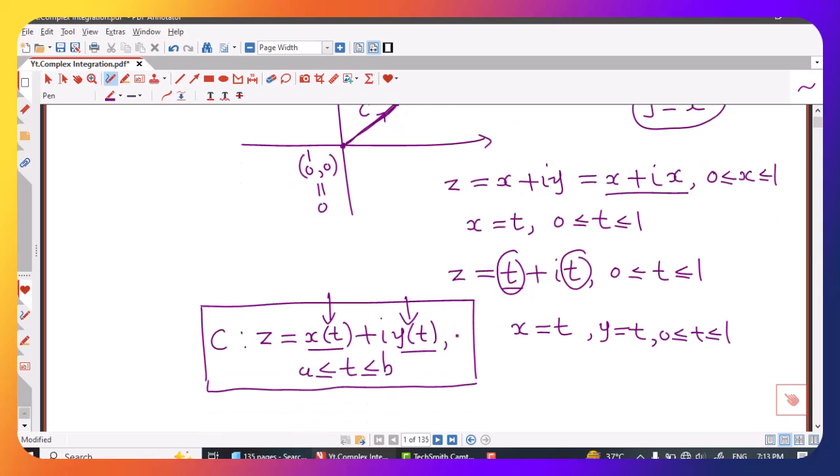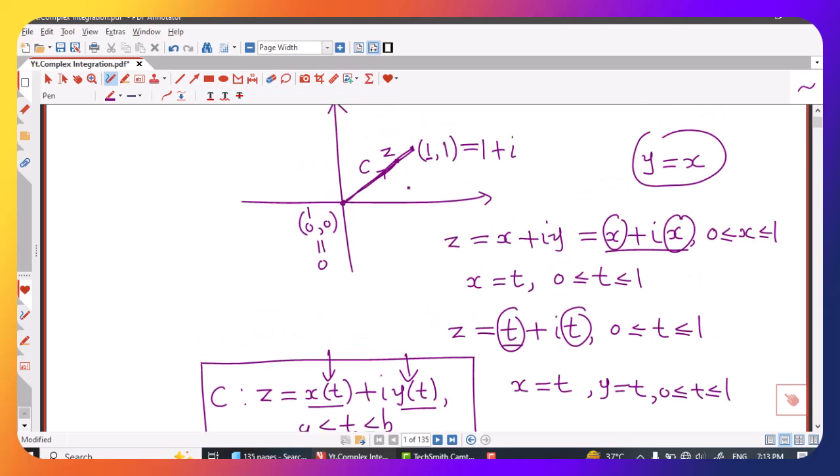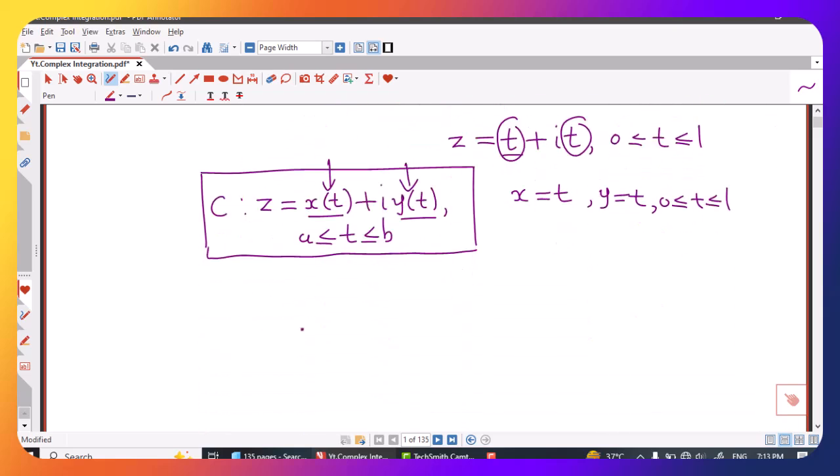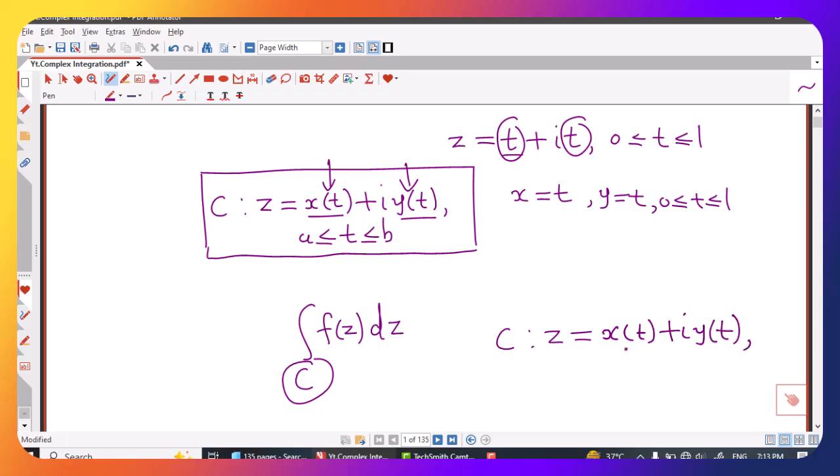Sometimes we will consider a parametric representation, and sometimes we can consider x as the parameter. All we need to understand is that we will be given some curve along which we have to integrate a given complex function, and that curve C will be represented as z equal to x(t) plus i times y(t), where x and y are functions of parameter t, and t lies between two real numbers a and b. So this is the meaning of a curve in the complex plane.